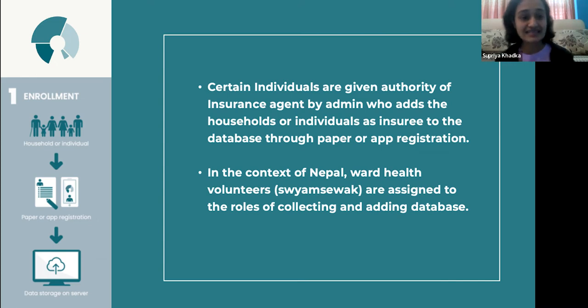openIMIS has, for use cases, 4 steps. We have the step of enrollment, where an individual or a household is registered with the help of paper or application, and then that data is stored on the server. Certain individuals are given authority of insurance agent by the admin, who adds the household or individuals as insuree to the database through paper or application registration. In the context of Nepal, ward health volunteers, who are also called Swayam Sevak in Nepali, are assigned the roles of collecting and adding to the database.